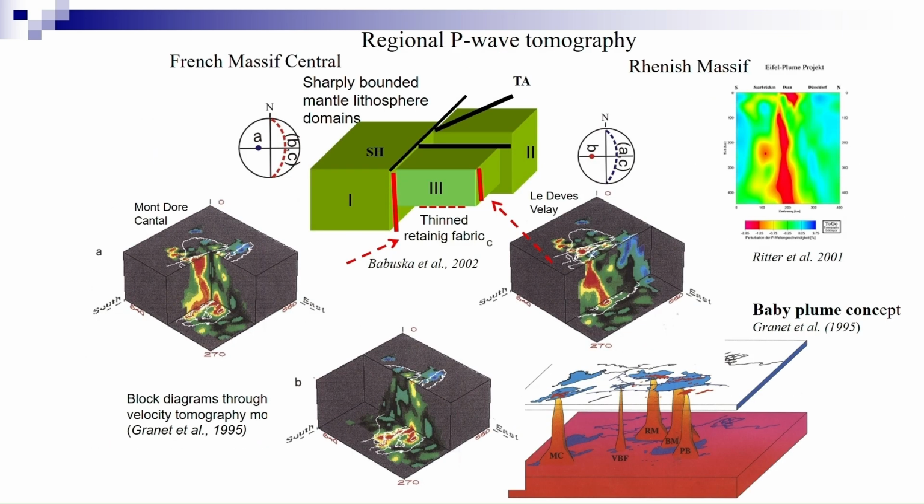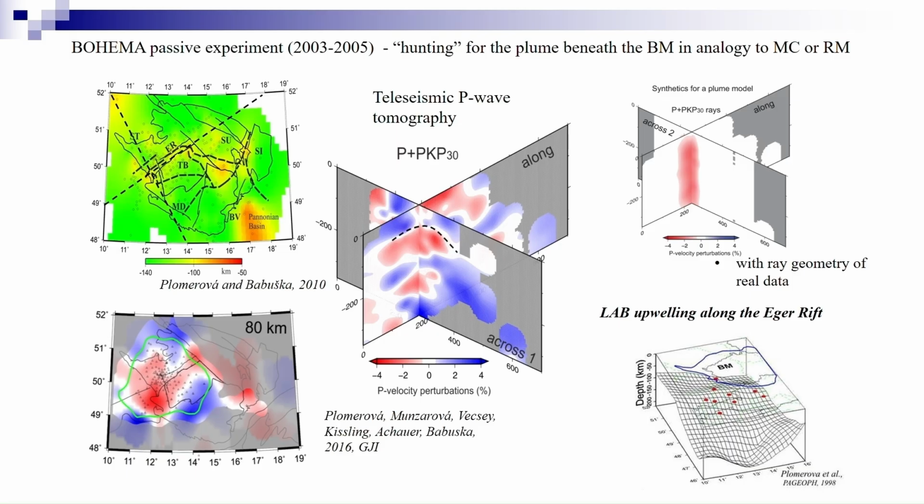Such features can be retrieved in regional teleseismic P-wave tomography, which revealed, for example, 3 differently thick domains of the lithosphere in the French Massif Central, or significant lithosphere thinning along the southwest-northeast trending Eger Rift in the western Bohemian Massif.